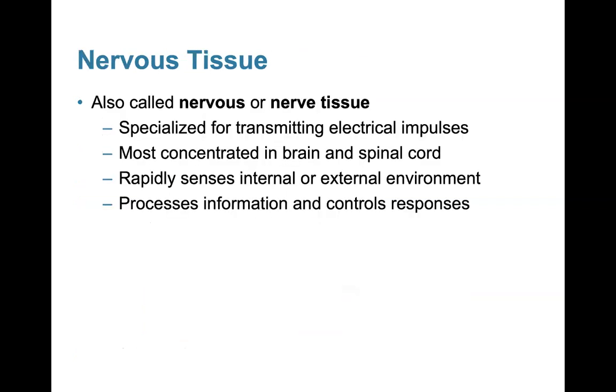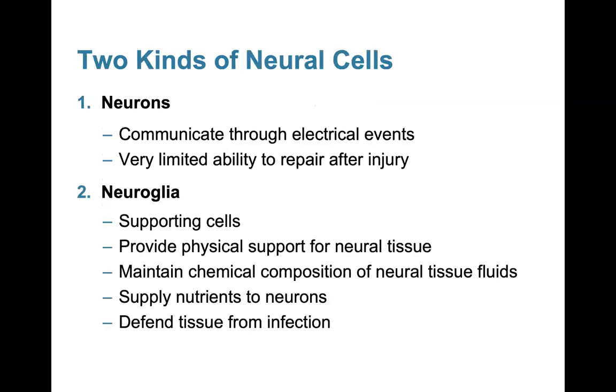Nervous tissue, or also called nerve tissue. These are specialized for transmitting electrical impulses, most concentrated in the brain and spinal cord. They will rapidly sense internal or external environmental changes, and they process information and control responses. Two types of neural cells. You have neurons. This is the primary cell. Neurons are responsible for communicating through electrical events and have very limited ability to repair after injury. That's why if you have nerve damage, it's not something that can necessarily be repaired.